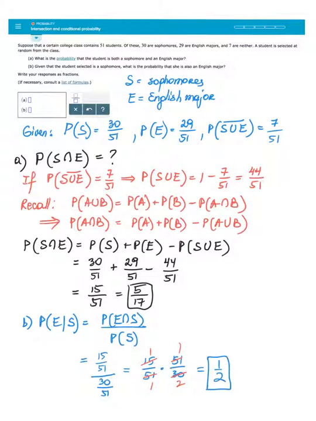Please note that the solutions in both parts should be left in a fraction form according to the directions provided in this question.